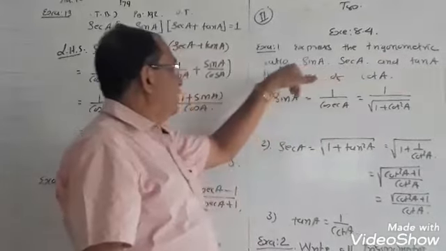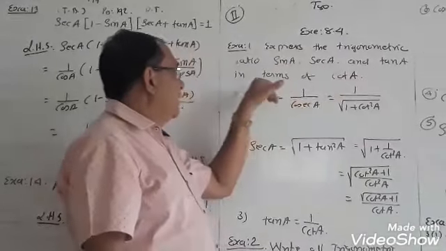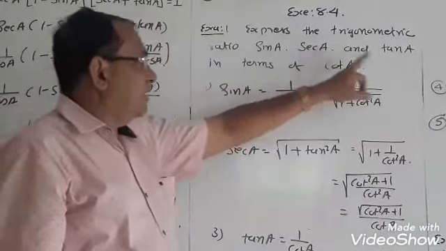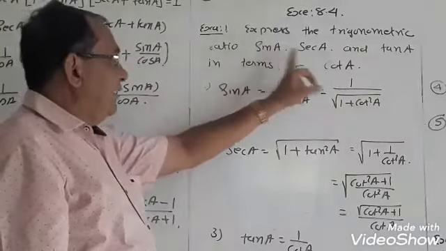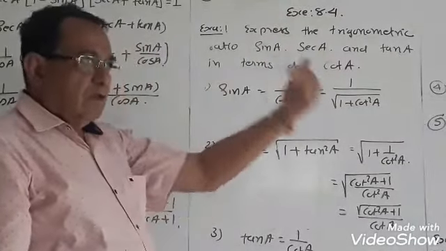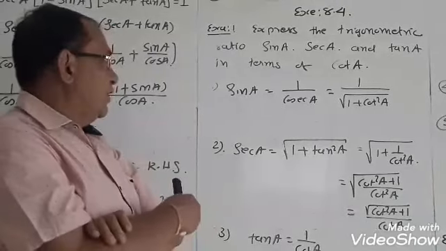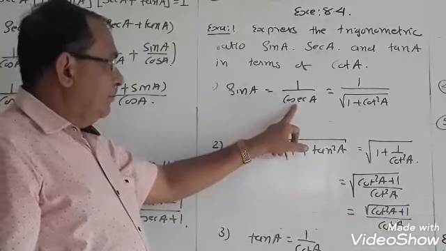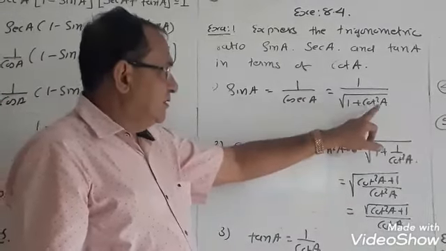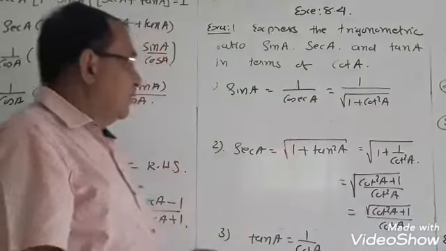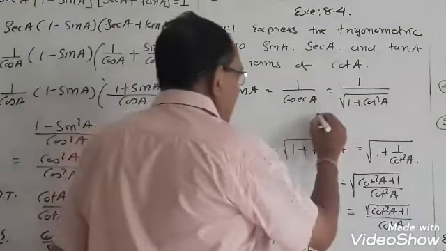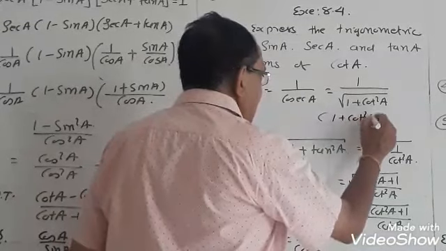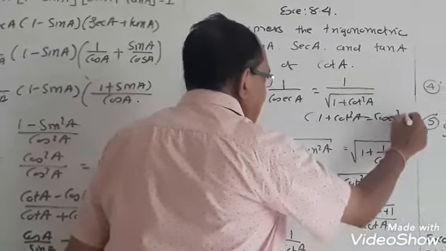Express the trigonometric ratios sin A, sec A and tan A in terms of cot A. You have to write sin A, sec A and tan A in the form of cot A. That means sin A in the form of cot A. Sin A is equal to 1 upon cosec A, which is 1 upon the square root of 1 plus cot square A. You know that. Which formula did we use here? 1 plus cot square A is equal to cosec square A.